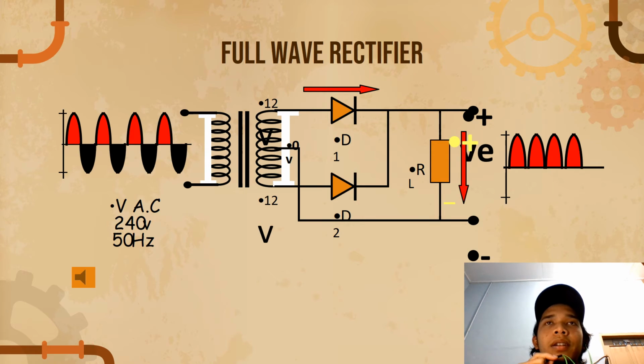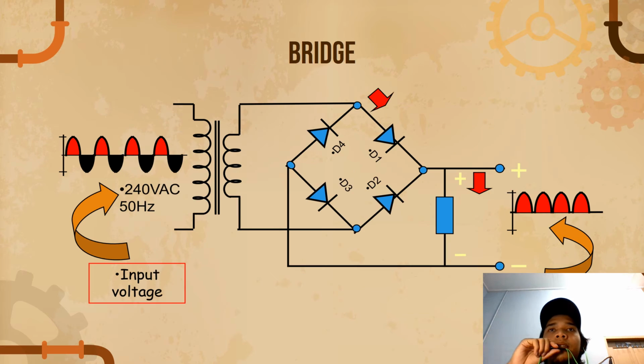Okay, the next one is full wave rectifier. This is the example for full wave rectifier circuit. Okay, the last one is bridge. As you can see, this is the example for bridge circuit.